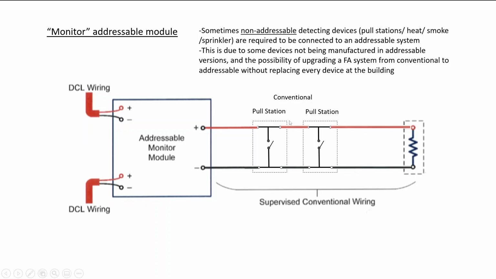So now what we can do is take these older conventional pull station devices, send them to an addressable monitor module, which is the equivalent of, remember the term, IDC terminals, and the entire addressable monitor module then connects back to the DCL wiring for our SLC loop.